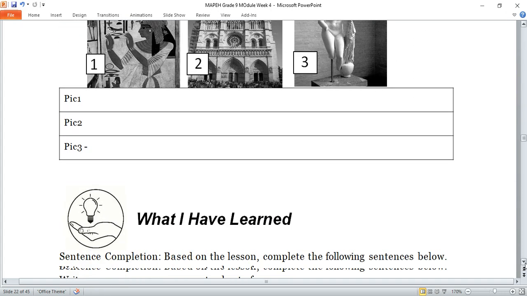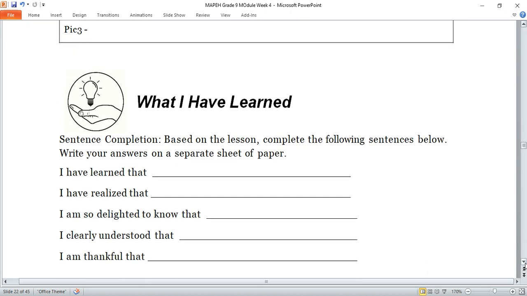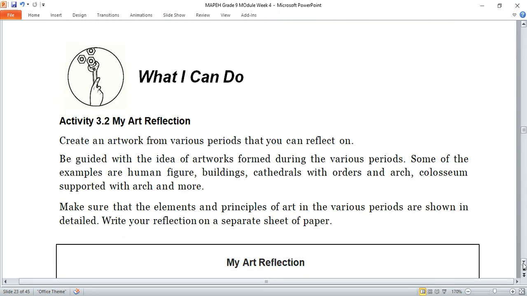Now let's proceed to what you have learned. Sentence completion. All you have to do is to complete the following sentences below and write your answer on a separate sheet of paper. Maybe this one, you can put in your notebook. So you complete the unfinished statements like, I have learned that. I have realized that. I am so delighted to know that. I clearly understood that. I am thankful that.